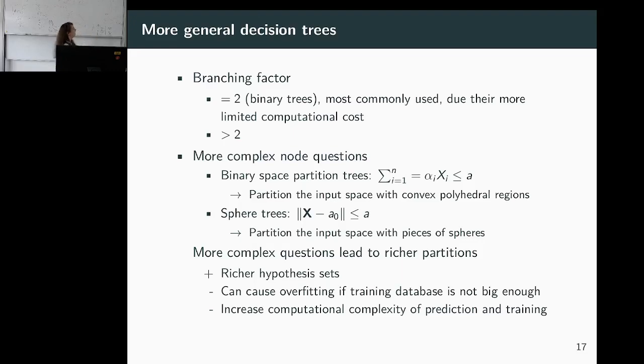Second, people have also tried to ask more complex questions, not just whether a feature is equal to or less than a value, but also this kind of question here. That would mean you partition your space with convex polyhedral regions. They are really complex, and that means, of course, you will probably at some point get better results. Or they also tried to partition it with pieces of spheres. That would be this type of question. In this way, you're not splitting by axis-aligned cuts, but in a more complicated way.